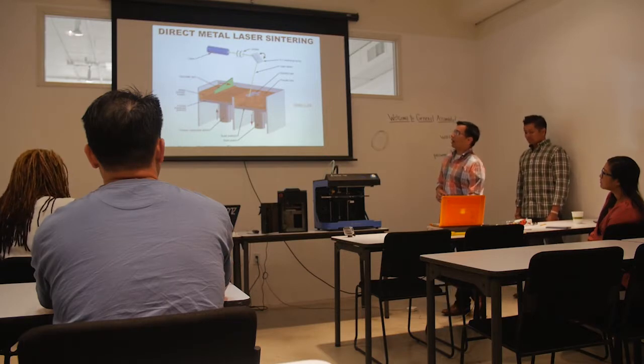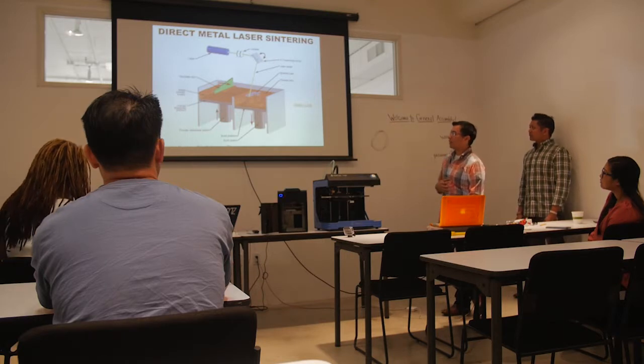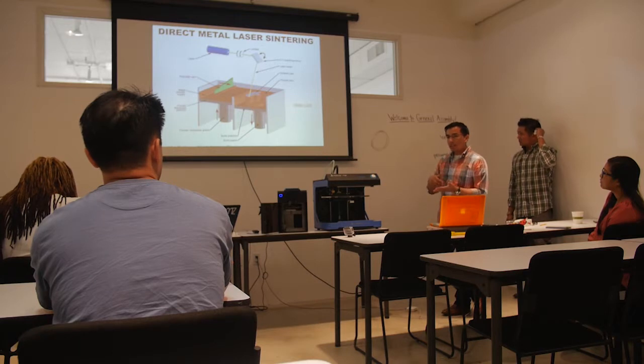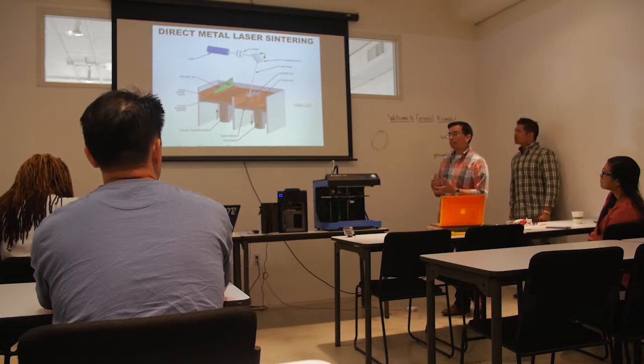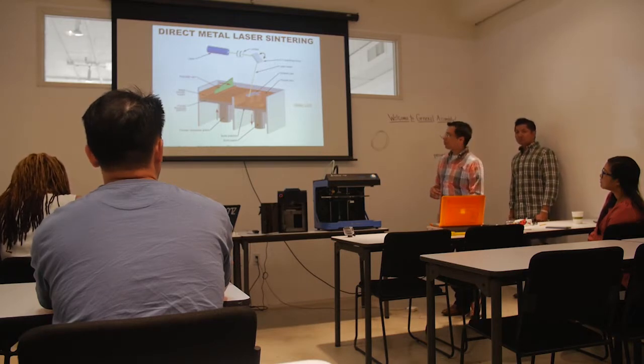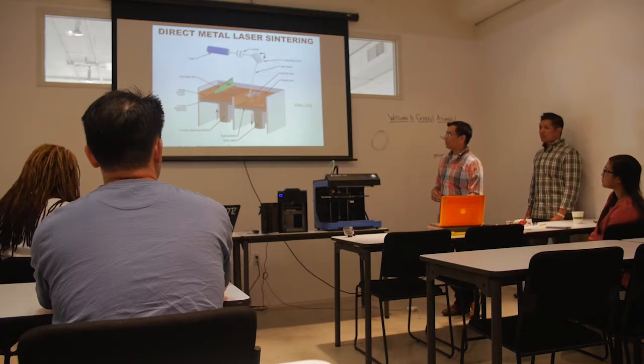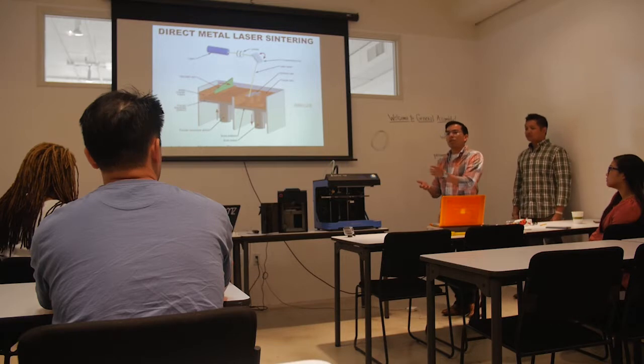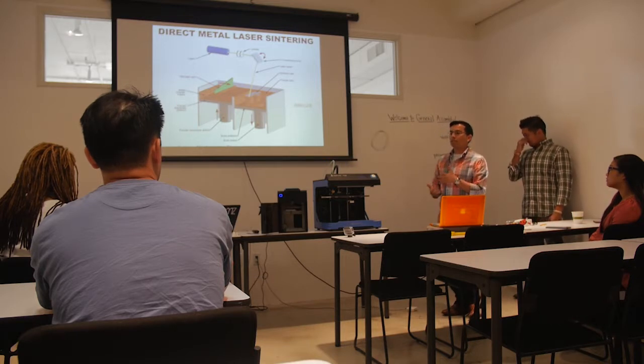It is actuated by this mirror. It traces the sketch on top of the metal powder and sinters it, it's a form of melting, right? It sinters that first layer, this table goes down, and this arm brings the powder back over it so that you have a fresh coat of powder to sinter, and then the process starts over.